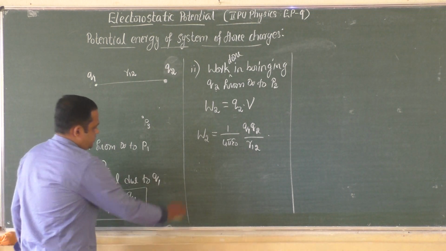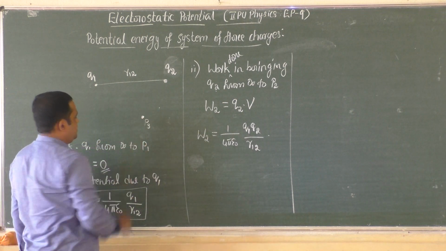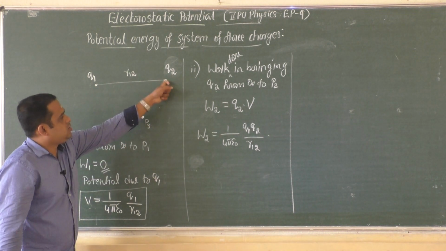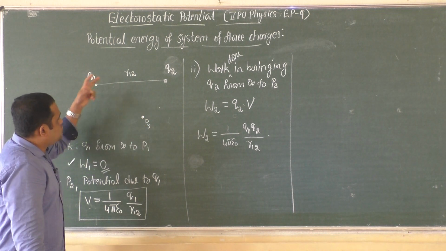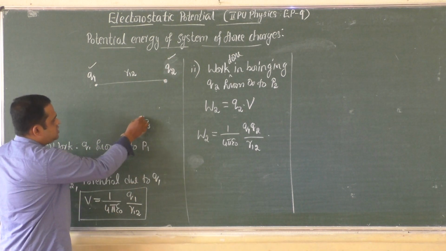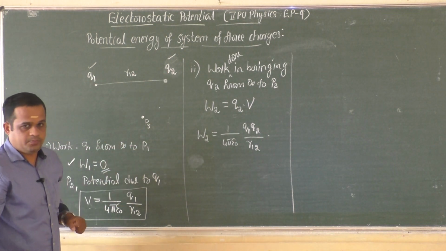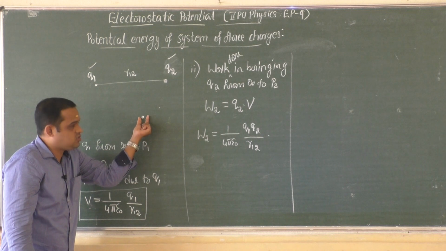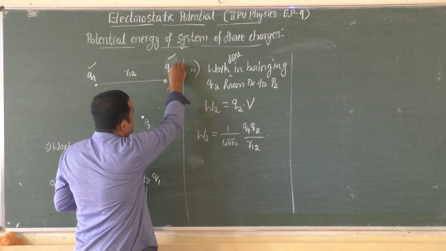Now, third step. Before the third step, let us consider point P3. At point P3, two electric fields will be there, one due to Q1 and another due to Q2. That means at this point we will have two potential values, one due to Q1 and another due to Q2. So at point P3, what is the net potential, or the total potential? The total potential is the sum of the potential produced by Q1 and the potential produced by Q2.